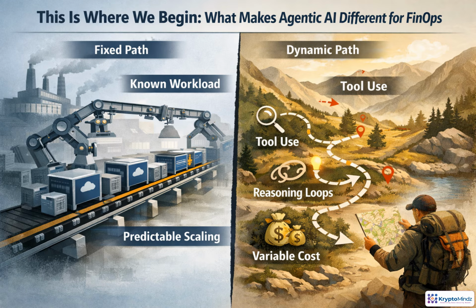Traditional cloud applications often resemble an assembly line. Known inputs, fixed steps, and scaling you can forecast with reasonable confidence. Agentic AI is more like an expedition. The system chooses paths, calls tools, consults memory, plans, retries, and sometimes loops before reaching an answer. That flexibility creates value, but it also makes cost less predictable and quality harder to separate from spend. FinOps for agents starts with this shift. Govern not just infrastructure usage, but the decisions and behaviors that generate that usage.